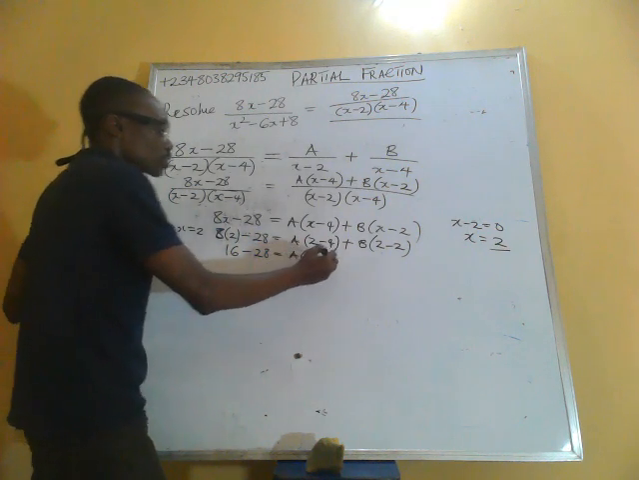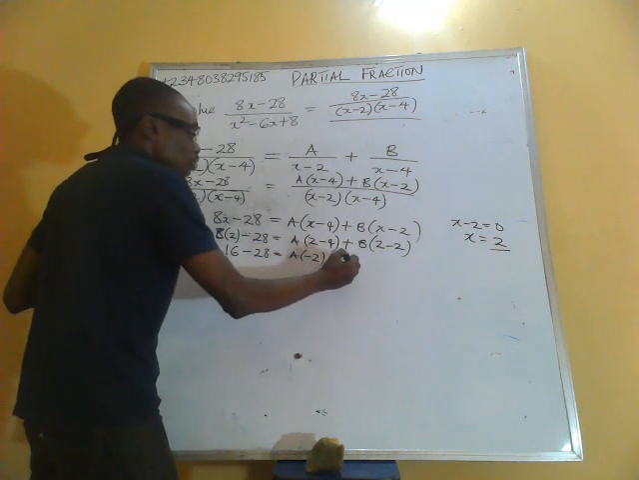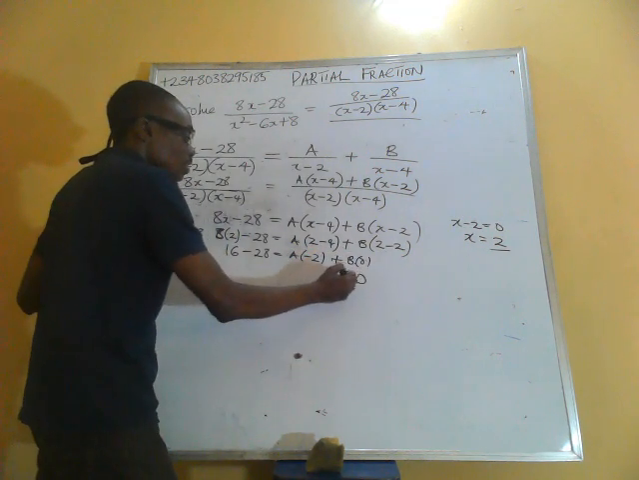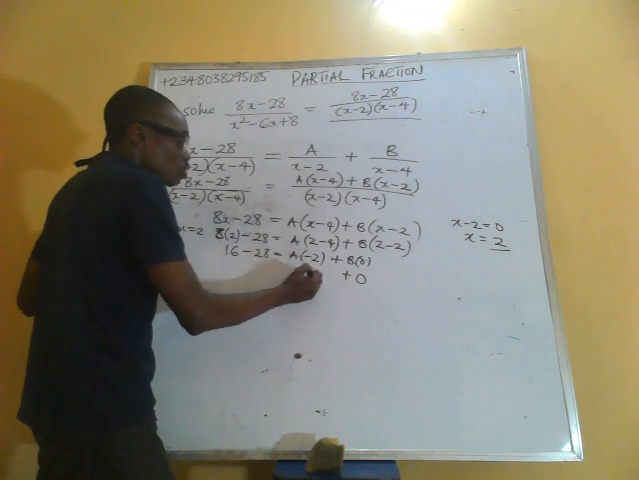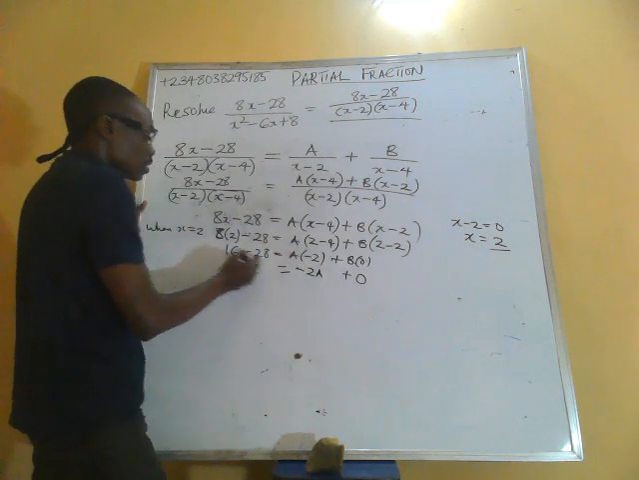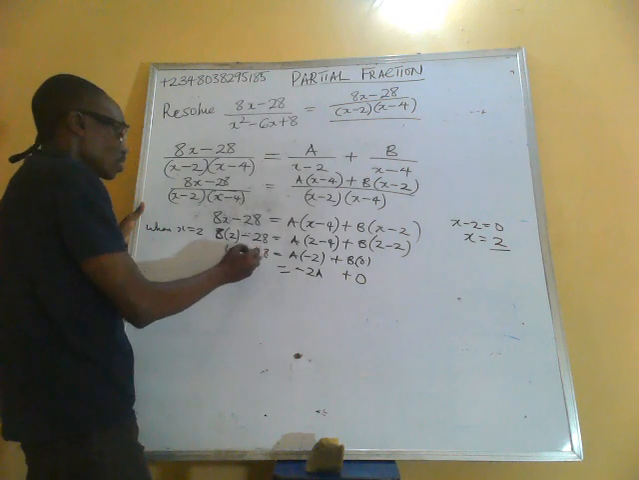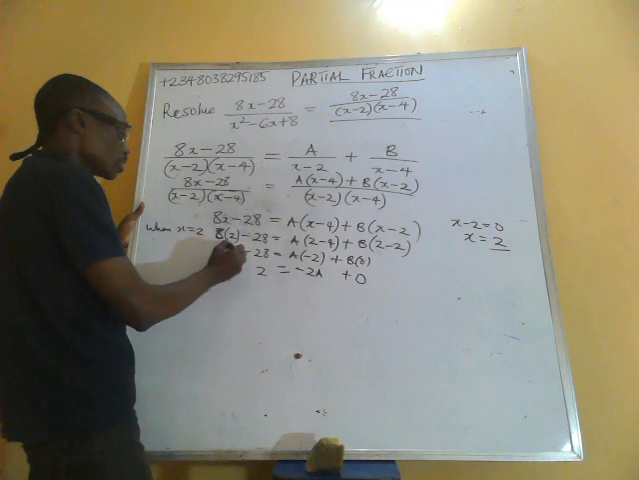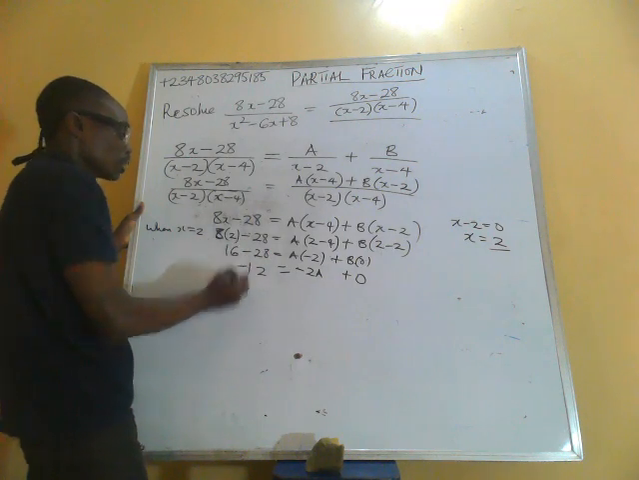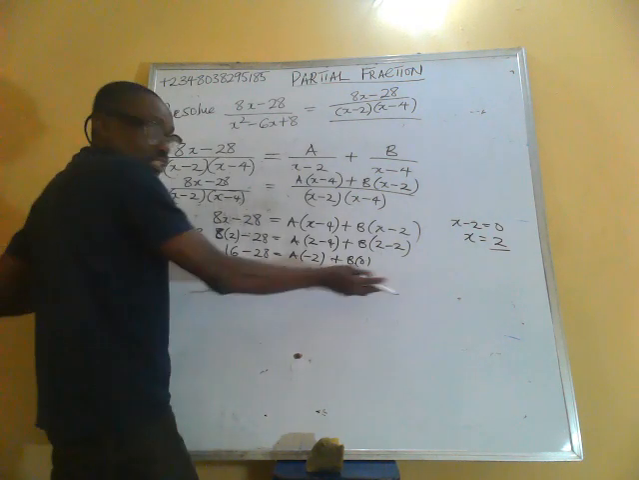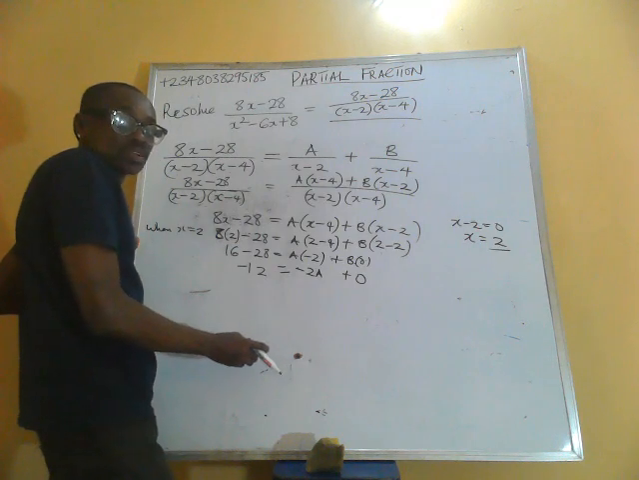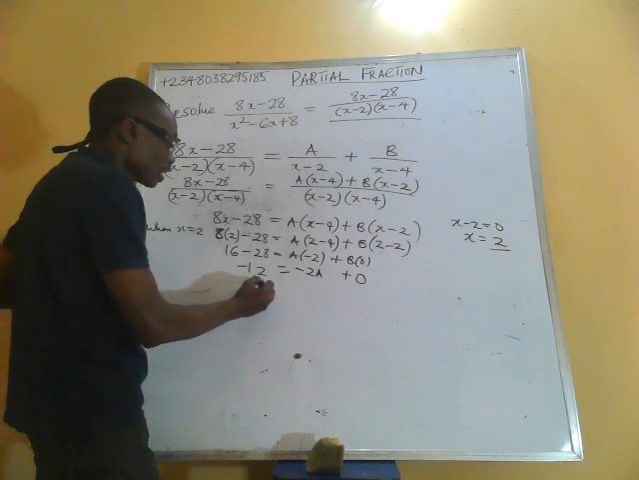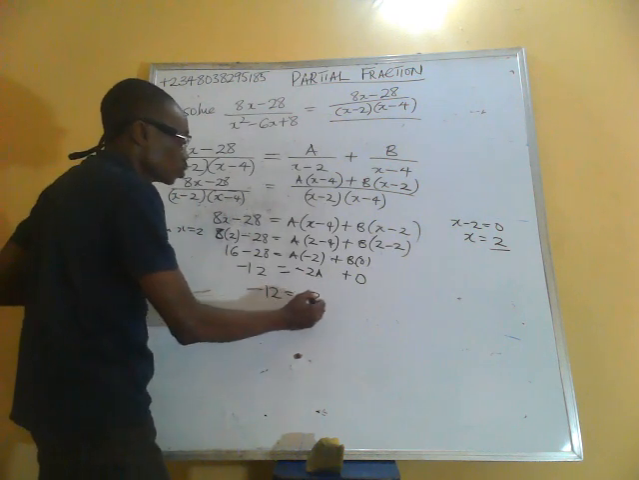Minus 2. Then plus b times 0, which will give you 0. This is 8 times minus 2, which will give you minus 2a. 16 minus 28 is going to give you 8 minus 6 is 2, 2 minus 1, 1, minus 12. So this 0, we discard the 0, the 0 is useless. The 0 is not going to increase the value by anything. So at the end of the day, you have minus 2 is equal to minus 2a.